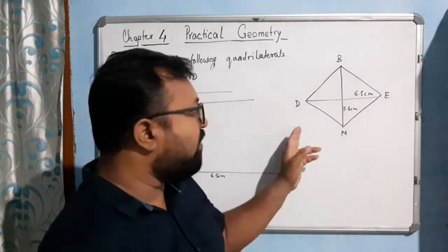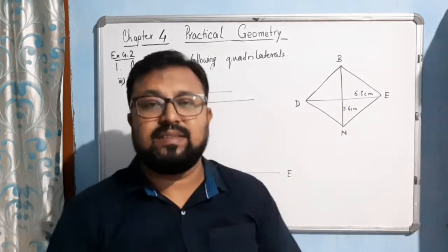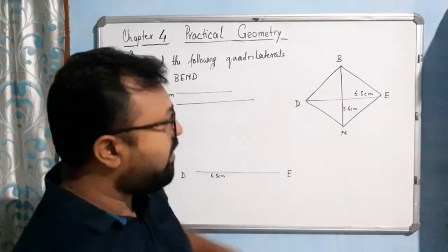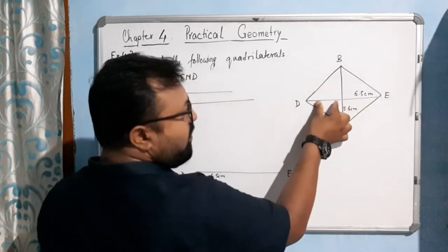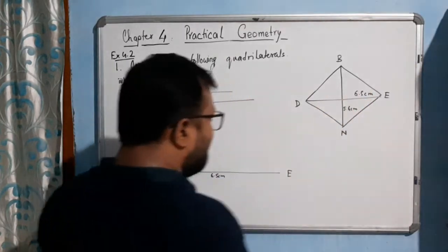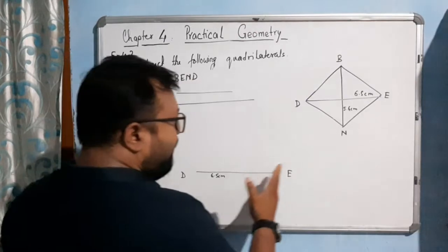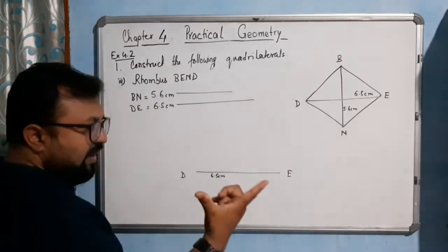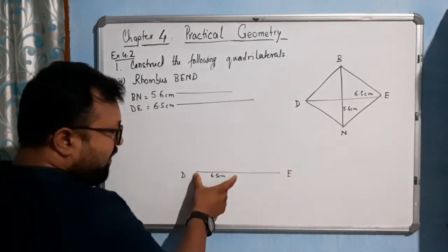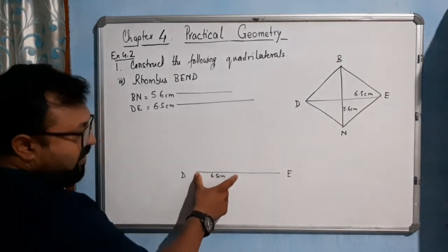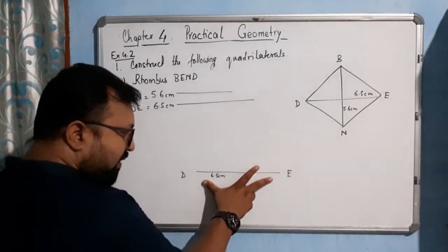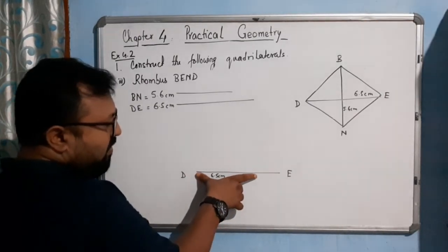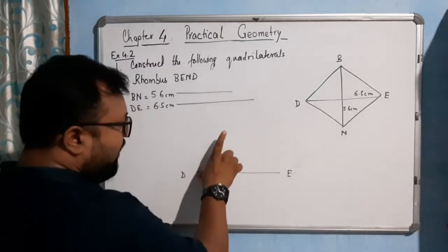Now, you know that in a rhombus, diagonals bisect each other. It means this portion of the diagonal is equal to this portion of the diagonal, and this portion will be equal to this portion. They bisect each other. So we have to find a perpendicular bisector here. We will take our compass just greater than half of the measurement, by a rough estimation, and try to draw an arc mark.